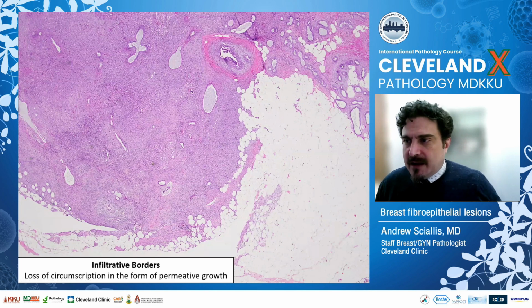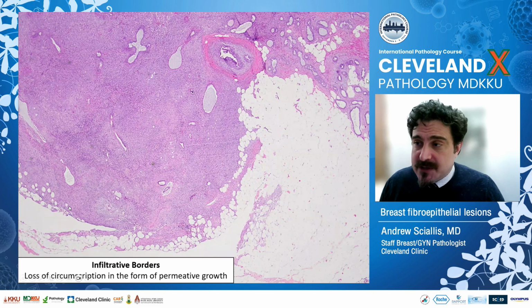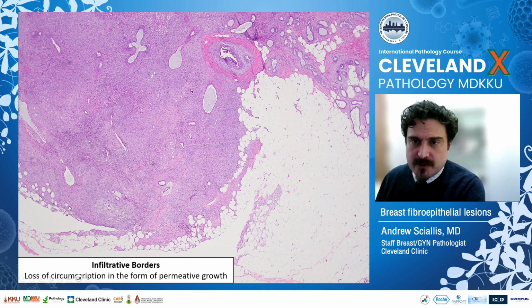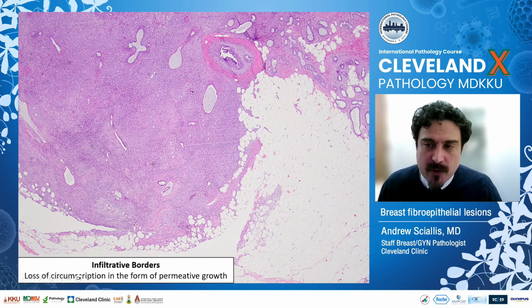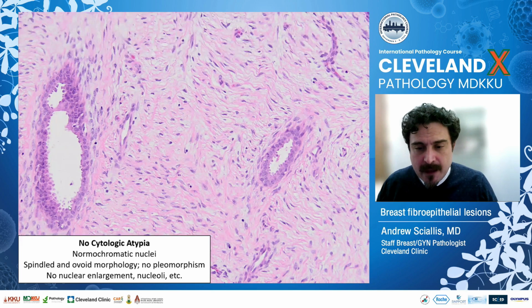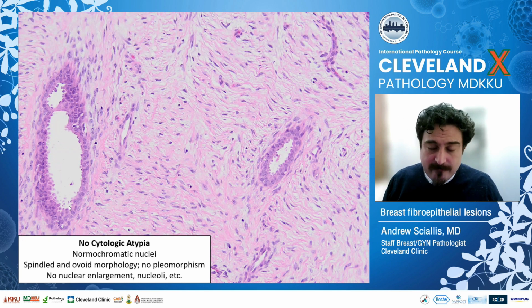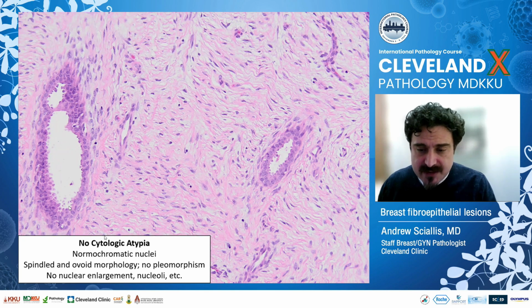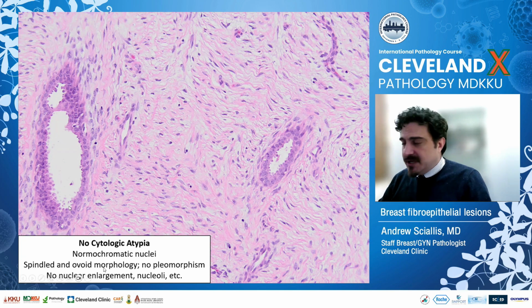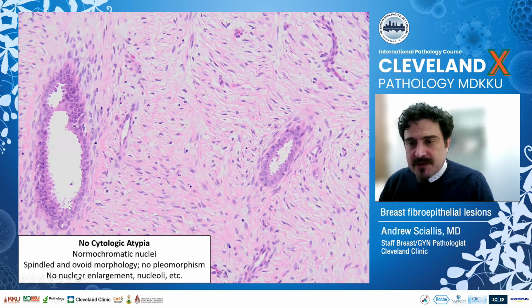Here's another example from the case that we just saw, in which this more nodular growth pattern has now led to a malignant stromal component that looks a lot like just a sarcoma within fibroadipose tissue. So, stromal cell atypia. Benign phyllodes tumors oftentimes have no or very mild cytologic atypia. And again, that would be normochromatic nuclei, spindled ovoid morphology, no nuclear enlargement.